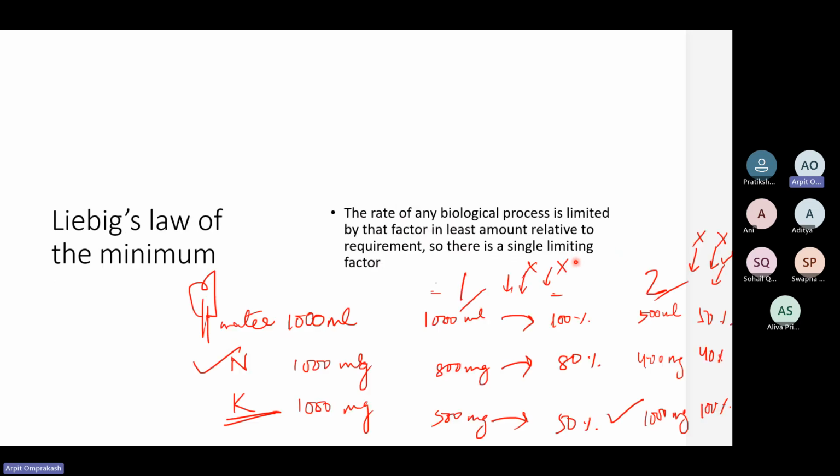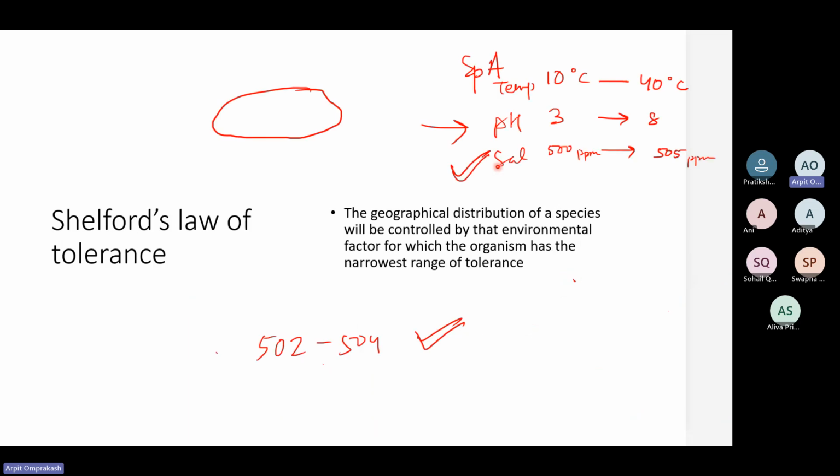Right. Then we talked about Liebig's law of the minimum. Basically, the rate of any biological process is limited by the factor in least amount relative to the requirement. So there's only one limiting factor, and it's always only one limiting factor. Okay. Then we talked about Shelford's law of tolerance, where the geographical distribution of species will be controlled by the environmental factor for which the organism has the narrowest range of tolerance. For example, if you have a very high range of tolerance of temperature and pH, but very low tolerance of salinity, your distribution will depend on the range of salinity that you can survive in. And if the salinity of the whole world is somewhere in between, then this does not matter. The next thing would matter, which is the pH.